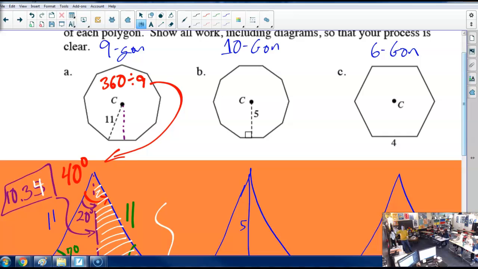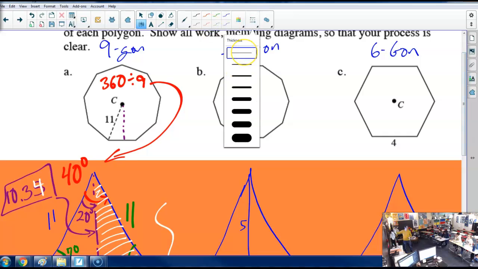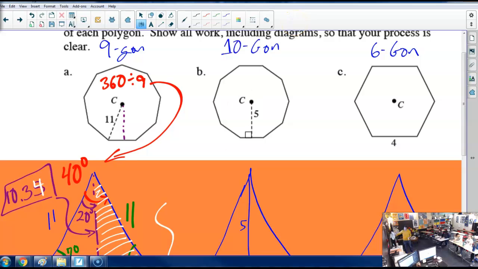Give me your eyes for a second. I know you're already working ahead of this. Even gons: 4-gon, 6-gon, 8-gon, even gons.